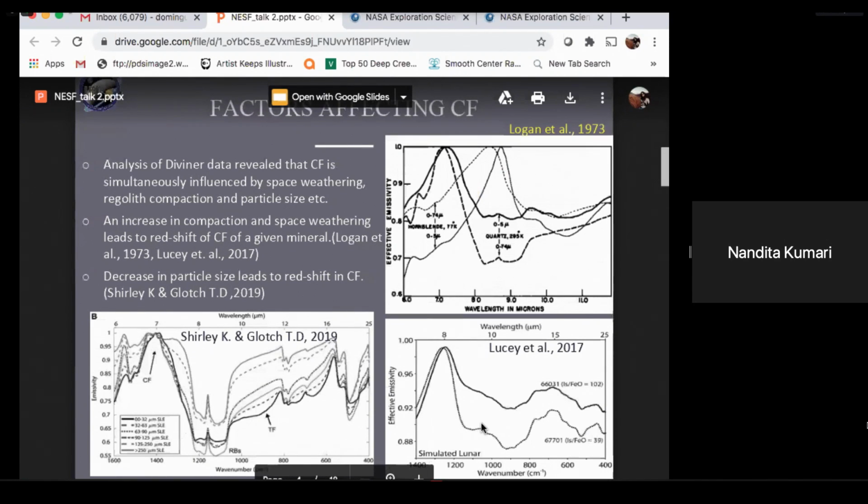Next. We know that there are some factors that affect CF. Prior to analyzing Diviner data, we thought that CF, since it's at a longer wavelength, would not be affected by other factors, particularly the effects that we see in VNIR. But after analyzing Diviner data, we came to know that space weathering, regolith compaction, and particle size all affect CF. To be more specific, an increase in compaction and space weathering leads to a redshift in CF, and a decrease in particle size also leads to a redshift in CF.